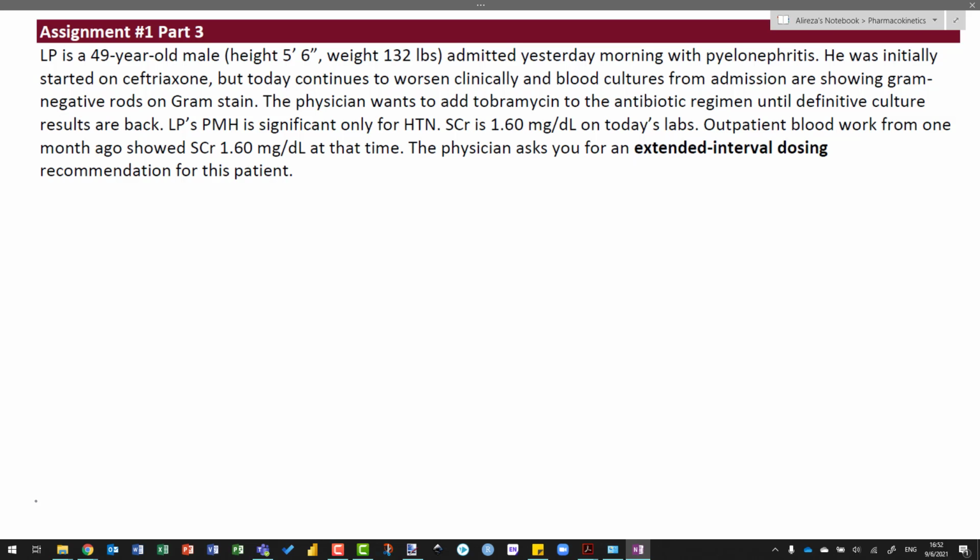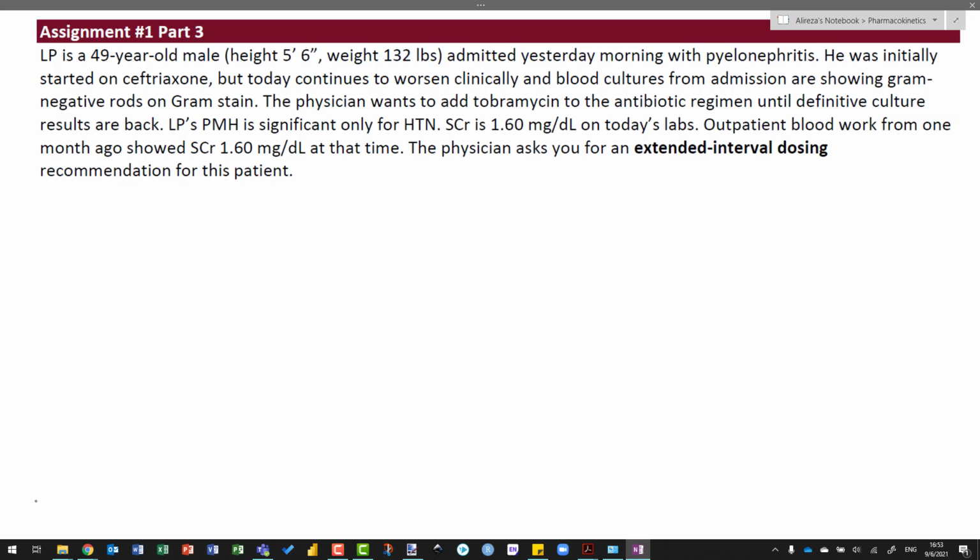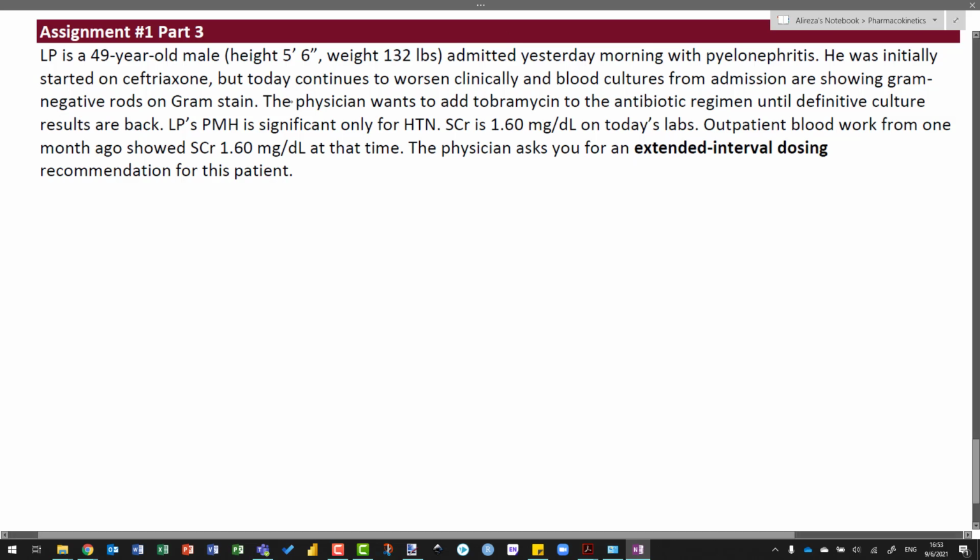Serum creatinine is 1.60 on today's labs, and because the past medical history only says hypertension, we don't have reason to believe that this patient has other issues. Outpatient blood work from 1 month ago showed serum creatinine of 1.6. Which basically tells you that serum creatinine is stable at 1.6, and the physician asks you for an extended interval dosing recommendation for this patient.